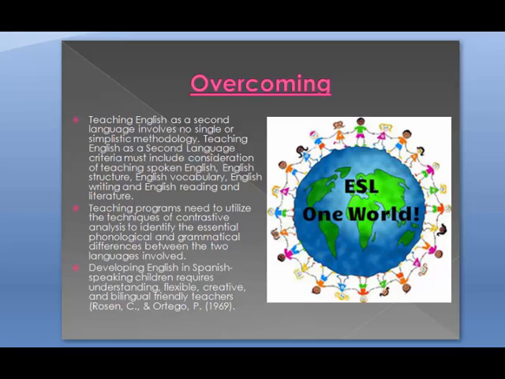Teachers need a level of specialized knowledge of second language acquisition development to maximize the effectiveness of literacy instruction for second language learners. Teaching programs need to utilize the techniques of contrastive analysis to identify the essential phonological and grammatical differences between the 2 languages involved. Developing English and Spanish-speaking children requires understanding, flexible, creative, and bilingual friendly teachers.